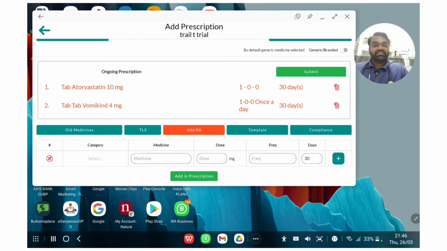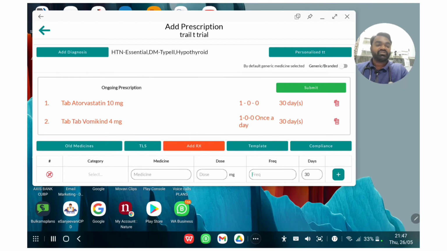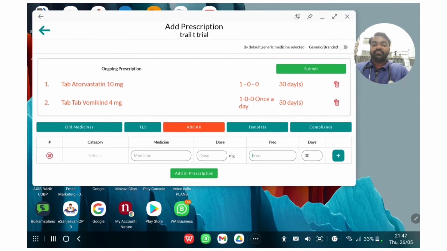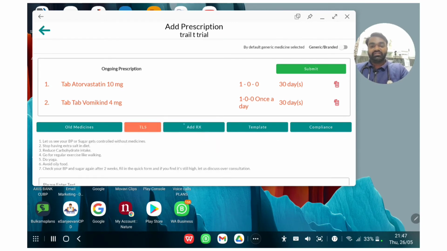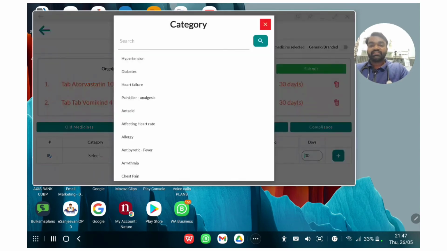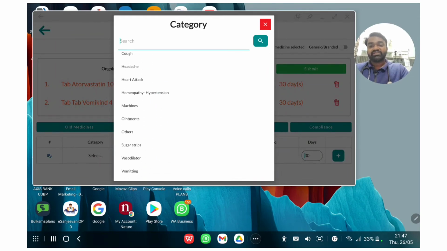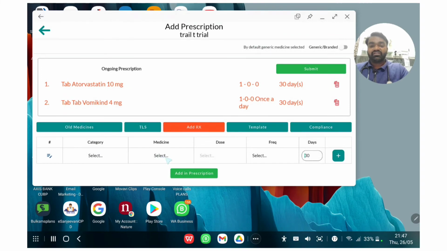You can delete it if you want, and this is like an ongoing prescription of the patient, whatever has been given from us. So this way, select the category as such. If you have very many categories over here, you can search the category here as well.